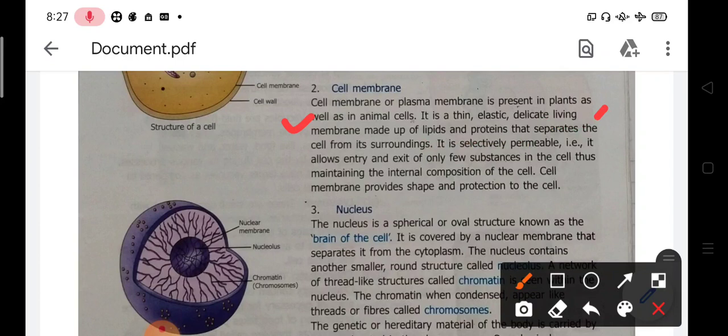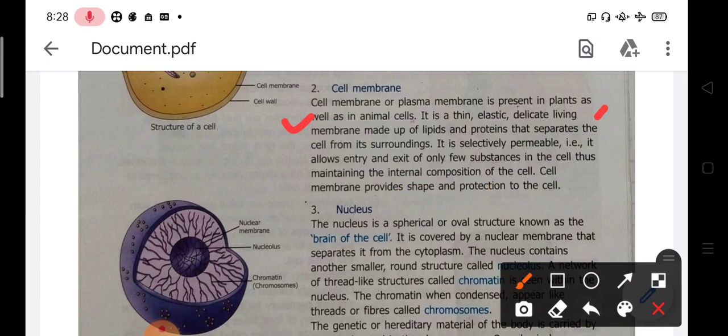It is selectively permeable. Now see here, it is selectively permeable because it allows only selected substances to enter or go out. Whereas cell wall can allow the entry or exit of all the substances. Okay, that's why we say cell wall is permeable and cell membrane is selectively permeable. It allows entry and exit of only few substances in the cell, thus maintaining the internal composition of the cell. That means it maintains the balance inside the cell.